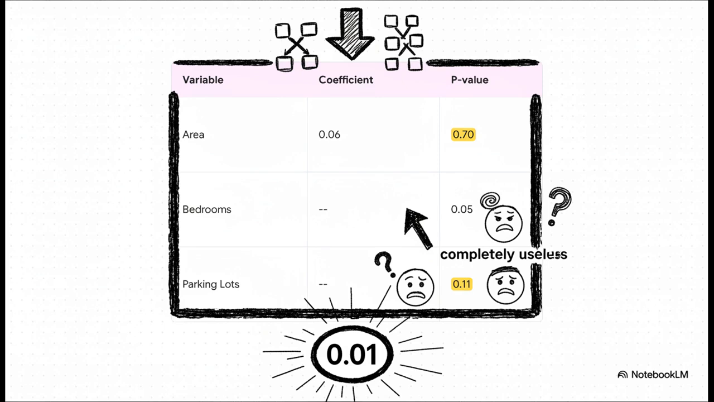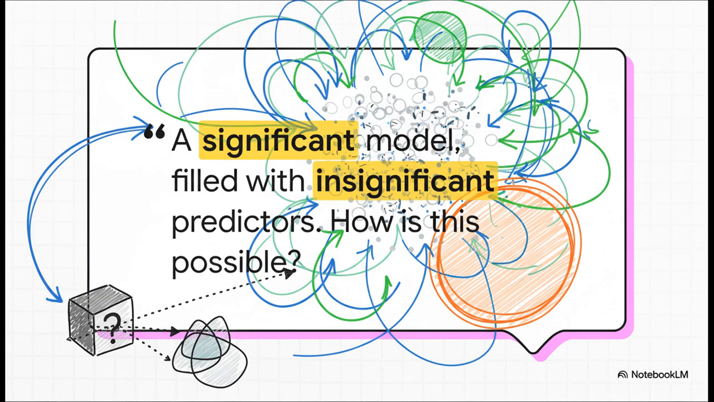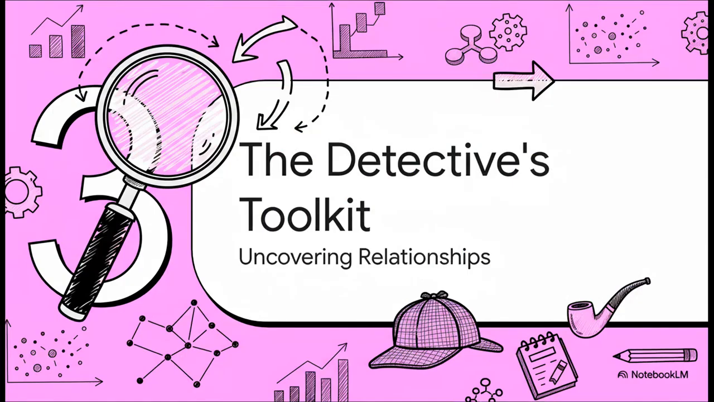What is going on? And this is it. This is the paradox we're talking about. We've built a model that works, but it seems to be filled with predictors that have no power on their own. The cause is a super common, but also super tricky issue that pops up in data all the time. Okay, to solve this mystery, we have to become data detectives.